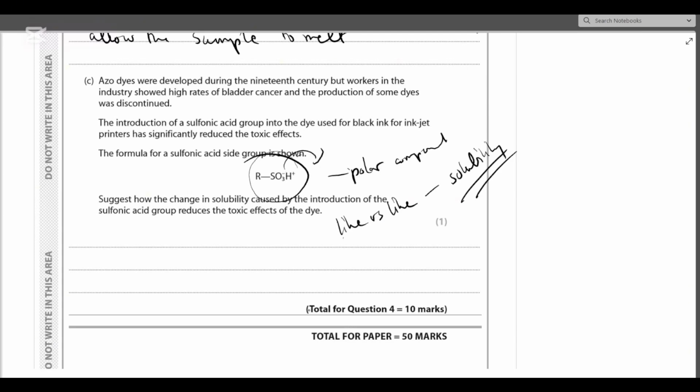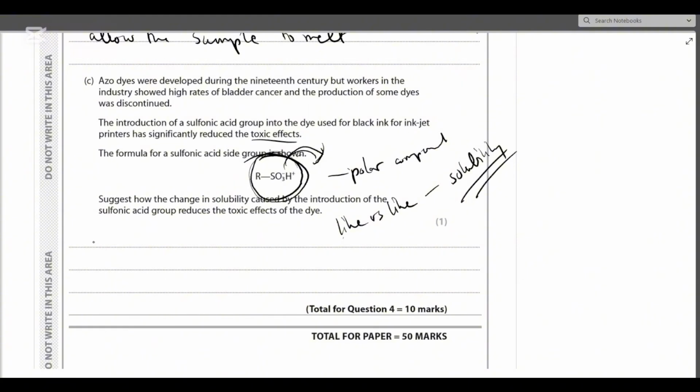Now, what's the benefit? If this gets dissolved in water more easily due to its polar nature, what's going to happen is that the dye, which is used for black ink for inkjet printers, is going to get removed more quickly from the body. So if it gets removed from the body or our hand, this will help the workers in the industry to experience the toxic effects in a reduced manner.